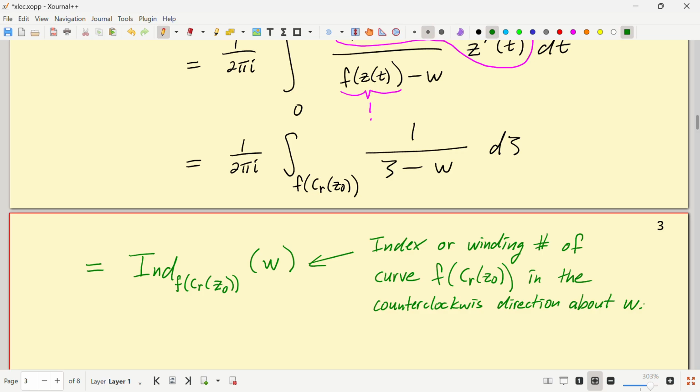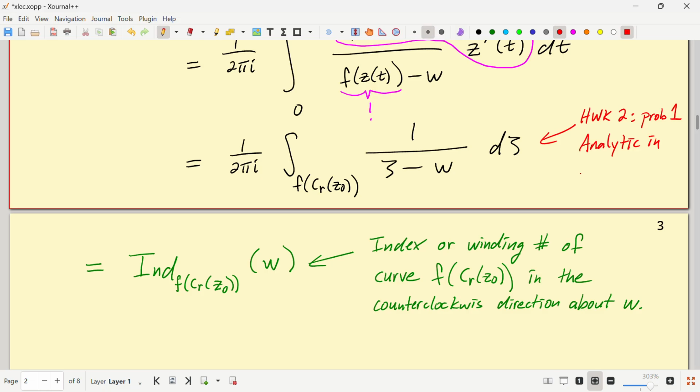And let's see. We know that that's a differentiable function of W because that was homework 2, problem 1. That's analytic. So I'm done. I showed that every W in there gets hit. And so that shows that the image is an open set. Questions about that?